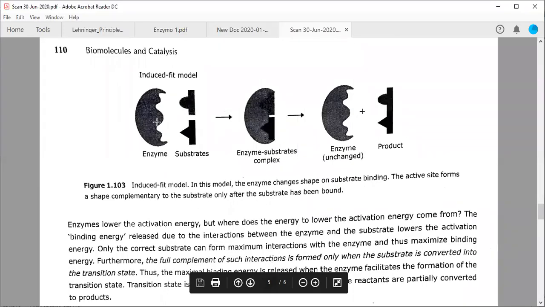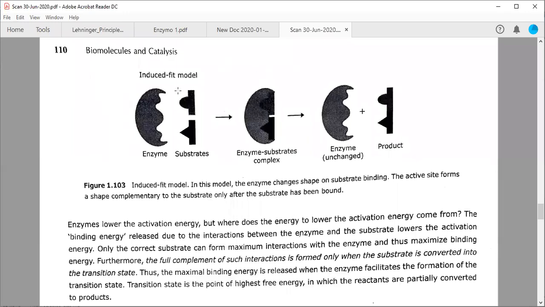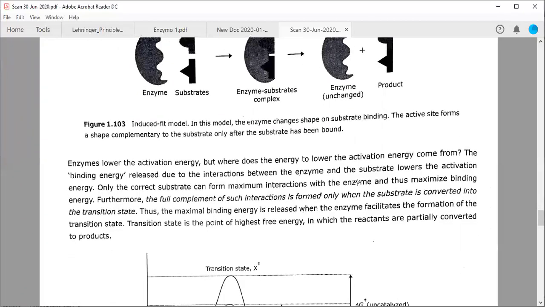See here, this is given a very clear pictorial explanation. This picture shows a shape like this, which is not very complementary to the substrate, so it is loosely bound to the substrate to make an enzyme substrate complex. But after this complex is formed, these shapes become more defined so that they can interact more efficiently with the substrate, so that the product can be released out of the enzyme and the enzyme will be restored back to the original conformation. So it will remain unchanged also in this particular case.